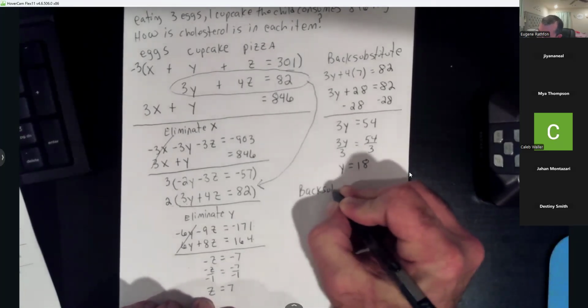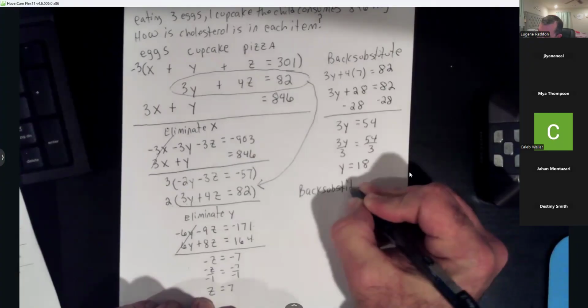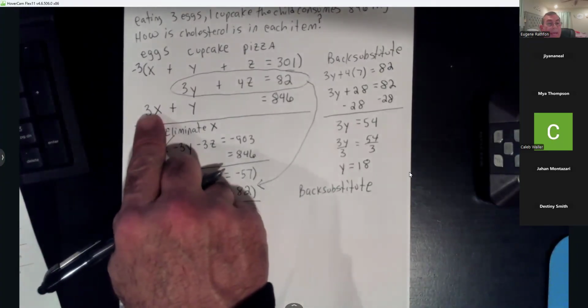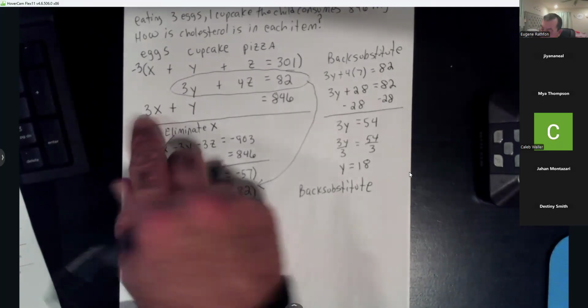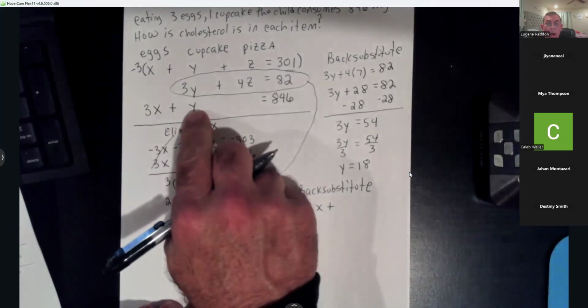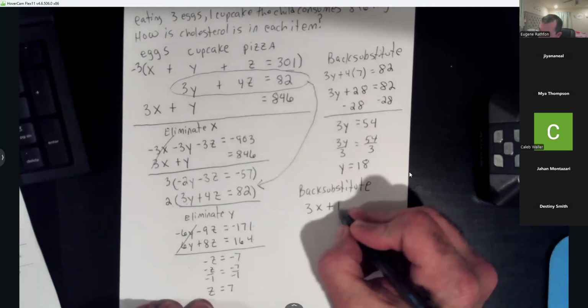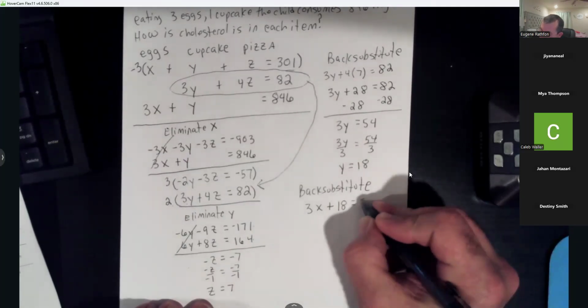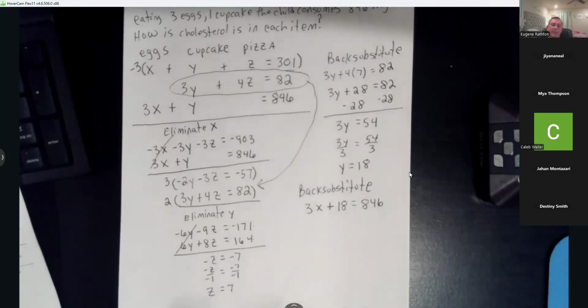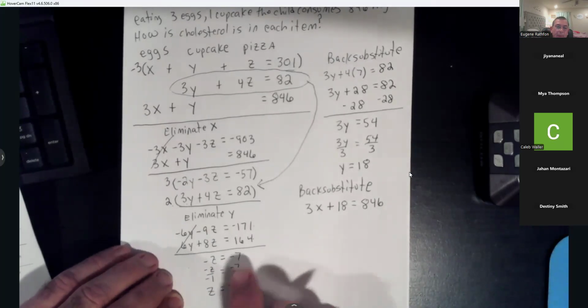So now we'll back substitute so we can figure out these eggs. So 3x plus my y, which was 18, that's going to equal 846. And y'all, let me say this on this one.